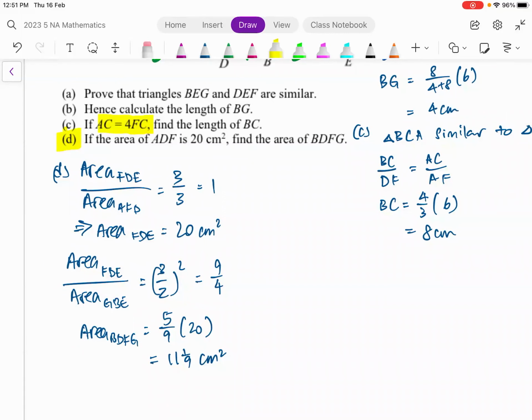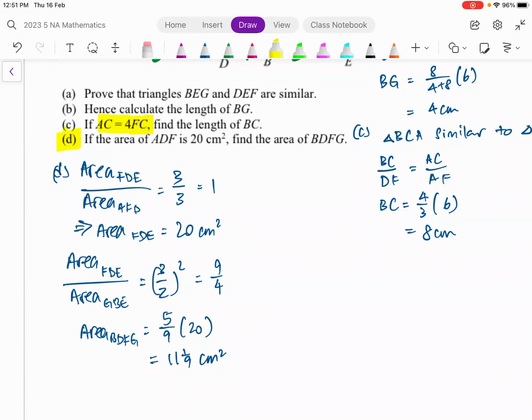5C says, find the area of PCS over ABC. So PCS and ABC are not similar triangles, right? When they are not similar triangles, we want to check whether they have a common height. PCS and ABC also don't have a common height. Very clearly, one is smaller than the other, and they are not similar. So now our job is to find something that links PCS with ABC.